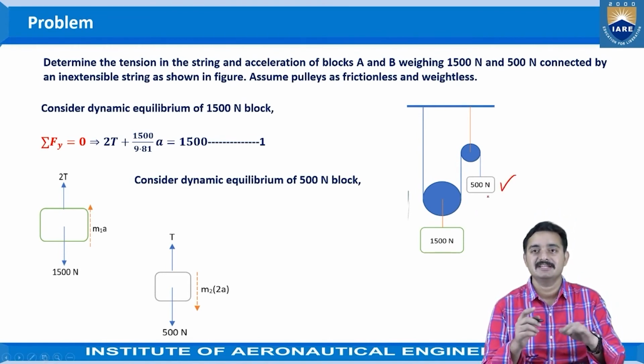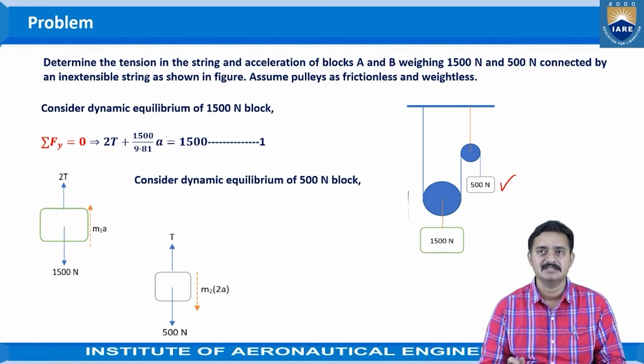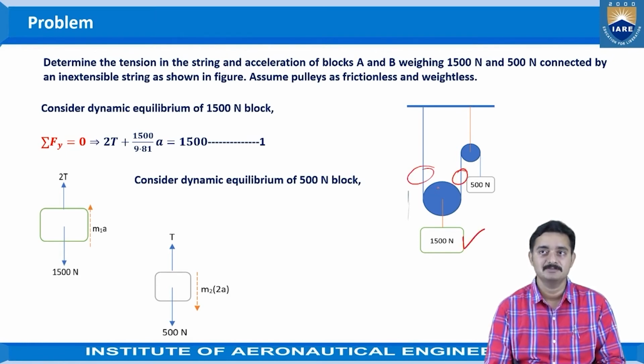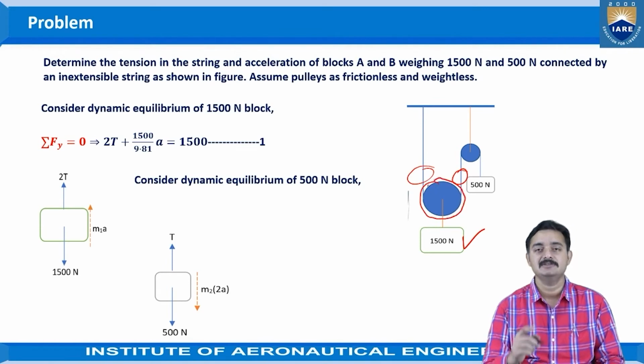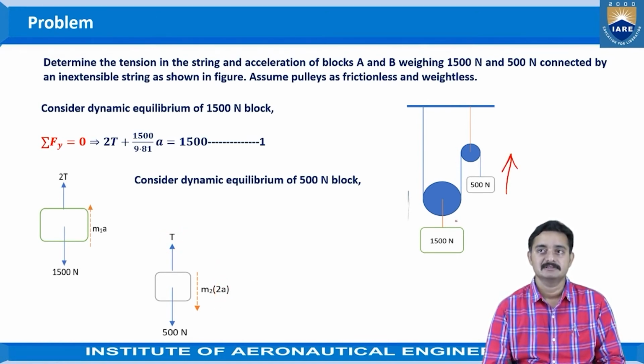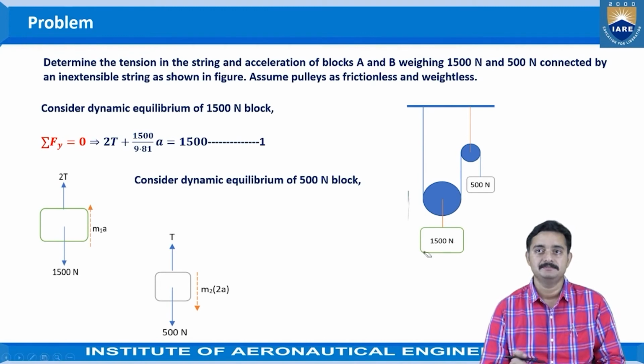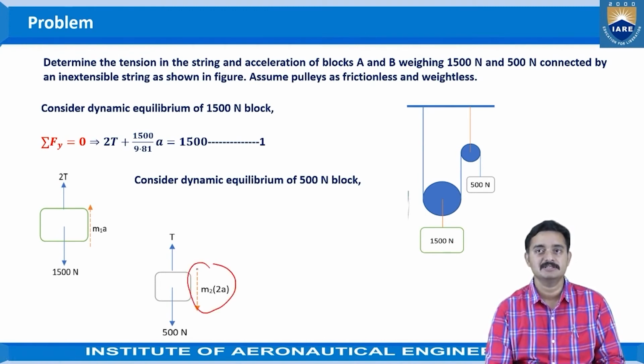There is a difference here from the regular problems which we have considered, where all the blocks have the same acceleration. There is a slight difference here, because of the way in which this 1500 Newton block is tied using this string. So the tension will be single, but the acceleration will be double. And as this 500 Newton weight moves upwards while the 1500 Newton comes downwards, the inertia force will be towards the downward direction.